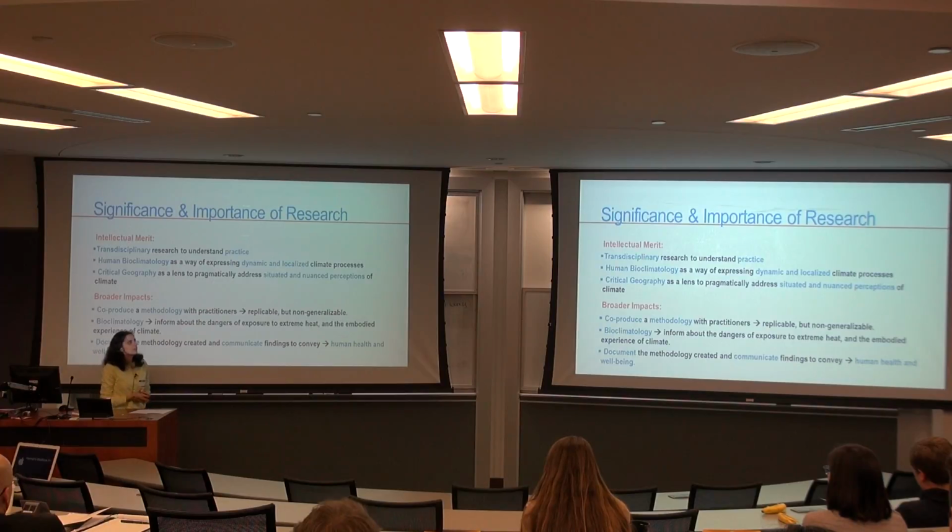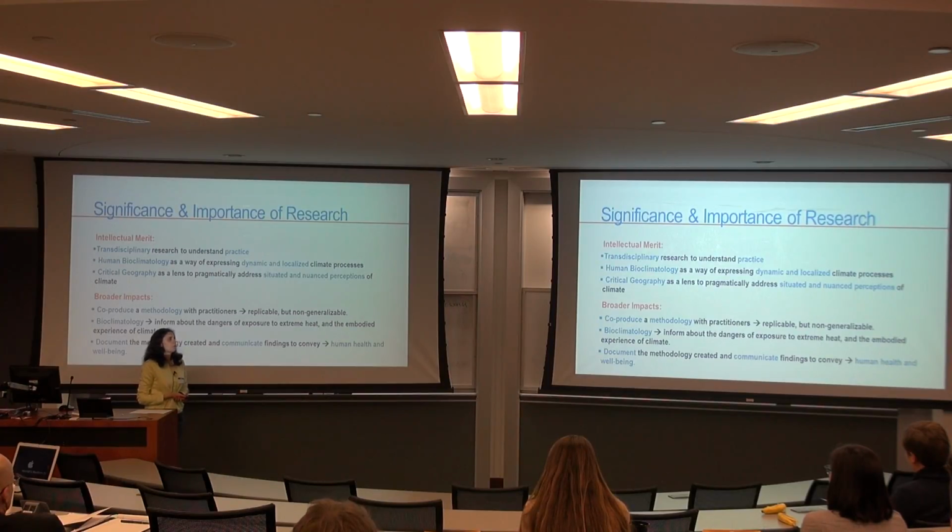So what's important from this research and what I hope to take away? Well, from the intellectual merit standpoint, this is a transdisciplinary research, particularly focused on practice. The use of human bioclimatology is very novel in the US. There's very little literature, particularly in practice, using human bioclimatology, particularly to express the dynamic and localized effects of climate. Critical geography as a lens to pragmatically address situated and nuanced perceptions of climate.